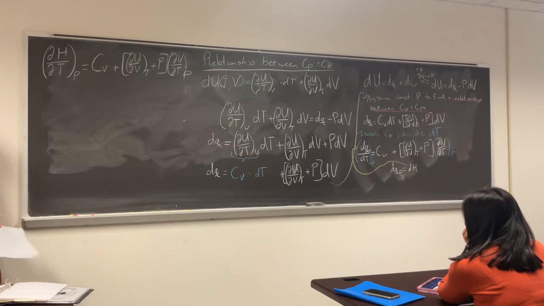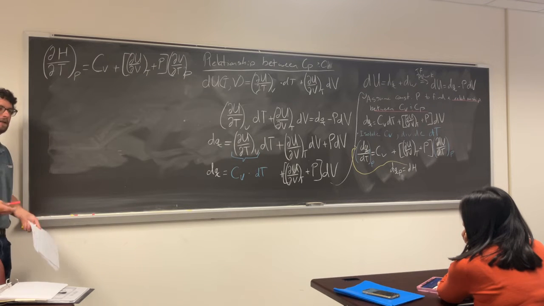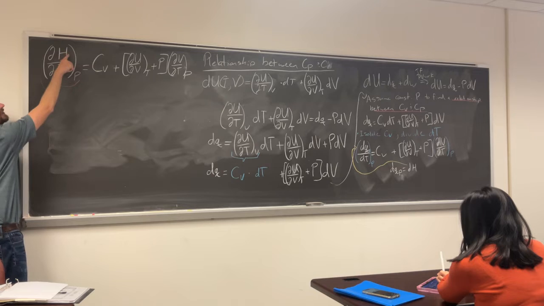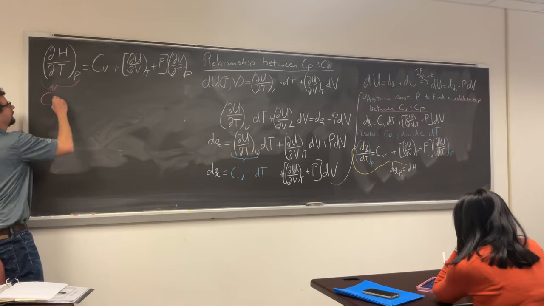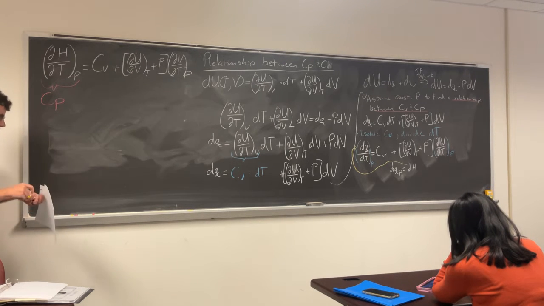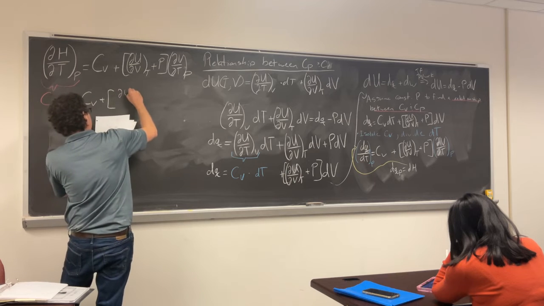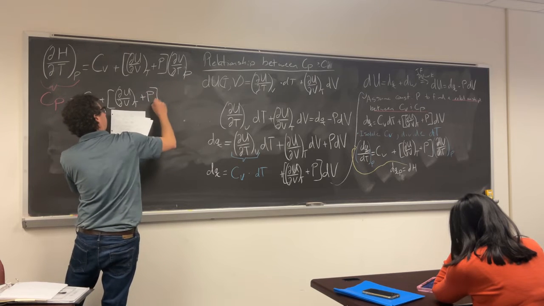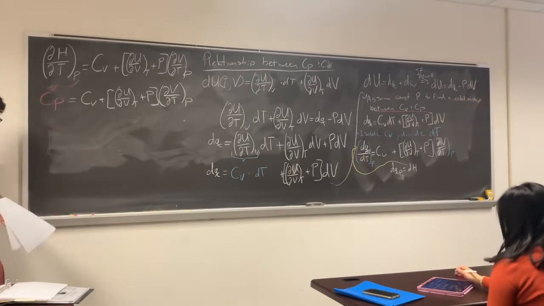Okay. Can we simplify this to anything else? Yeah, we can. Okay. Change in enthalpy with respect to temperature keeping pressure constant. What is that thing? That's CP. So now we have a relationship between them. Awesome.